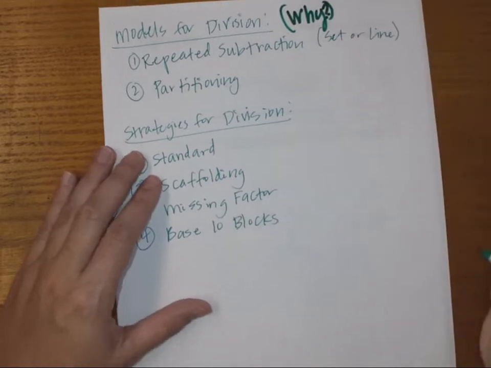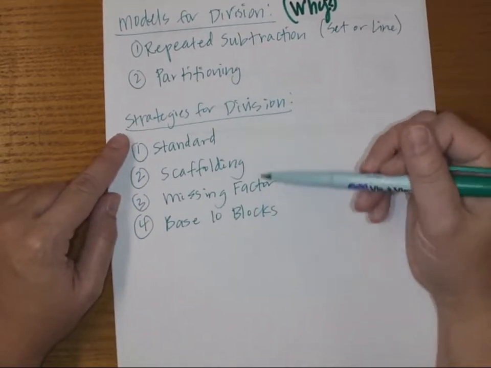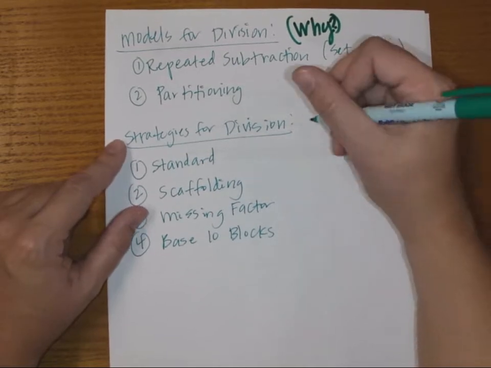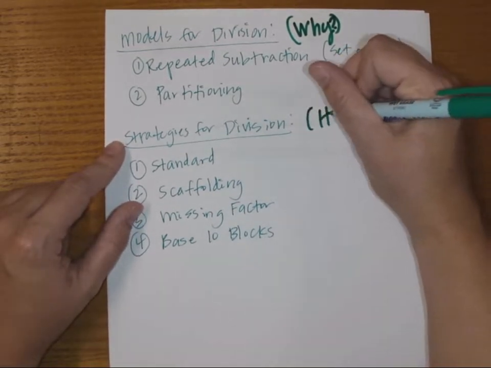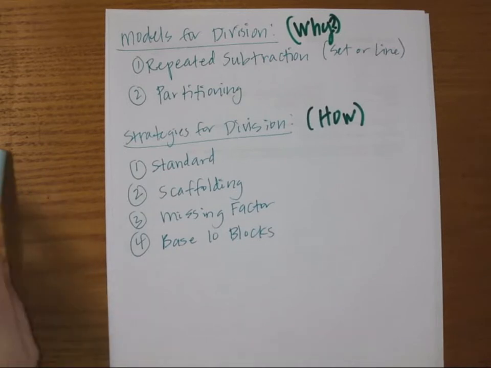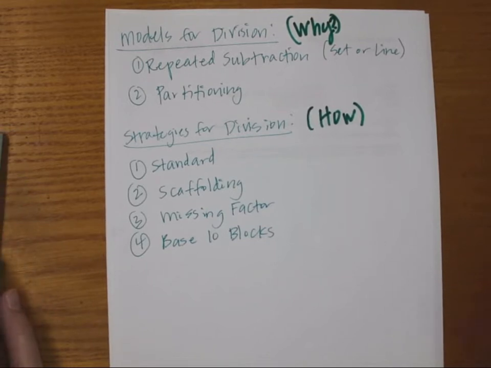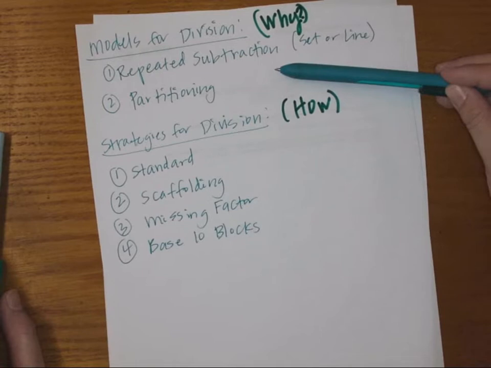Okay. Today, in this video, we're going to talk about strategies for division, and there are 4 different strategies for division. Strategies answer the question of how do I do it? So if a student's asking something like, why is 0 divided by 3 equal to 0? Like, that doesn't make sense. Why is it like that? You would use a model to answer that question.